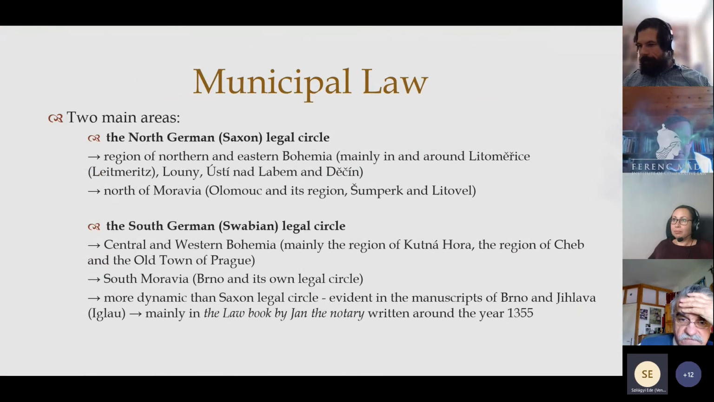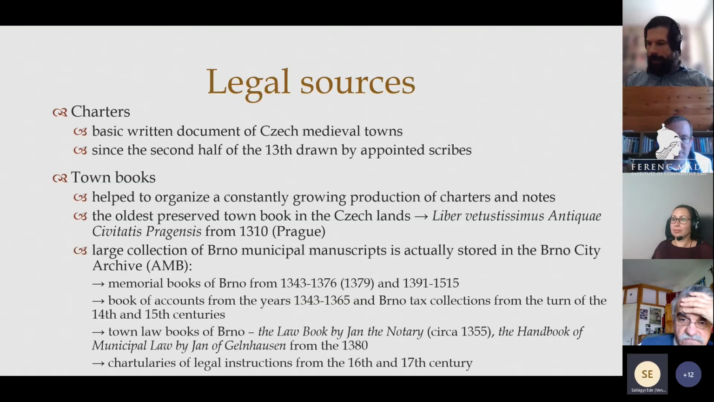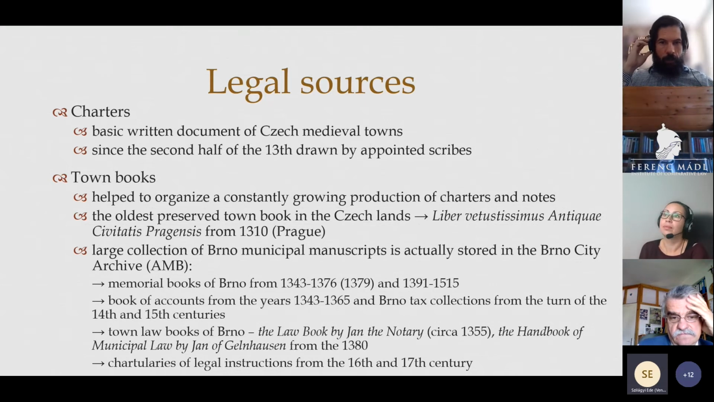As you heard, we will have a look at two remaining countries from our list, and we will try to cast light on the environment in which town law books were created and produced.